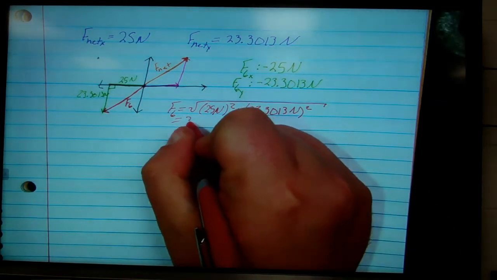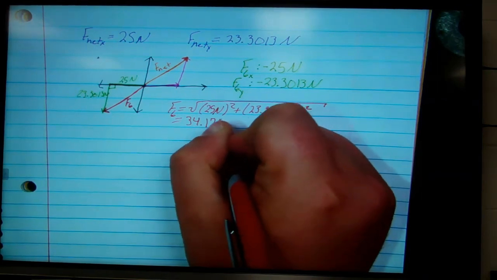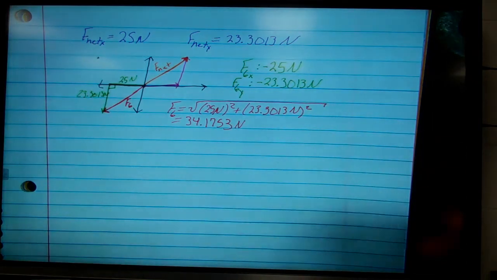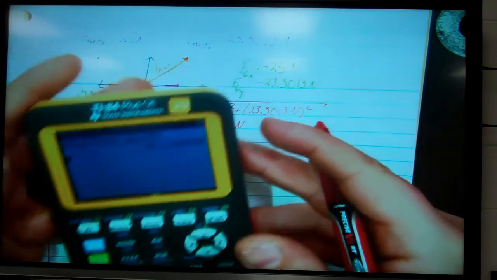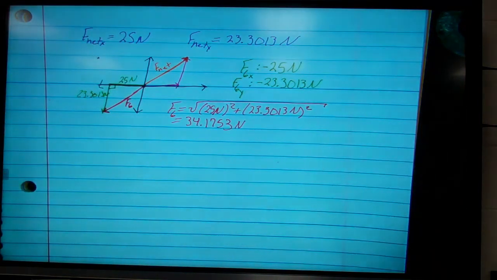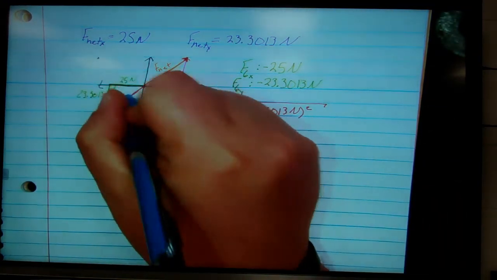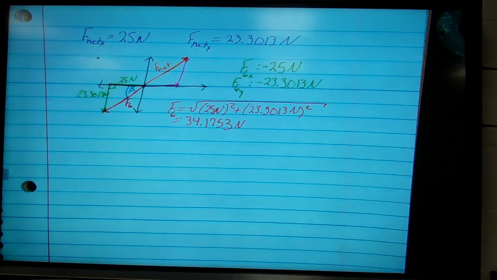So, force 6 is 34.1753 newtons. Don't you have to find the angle? Yeah, we've got to find that angle. So, sticking with popular demand, now, beta. Let's find beta.